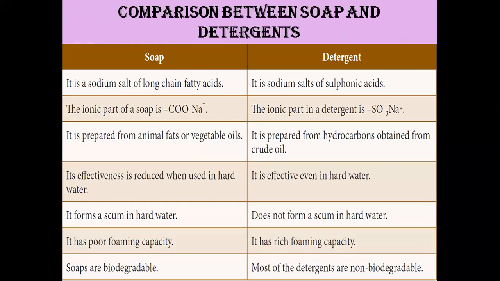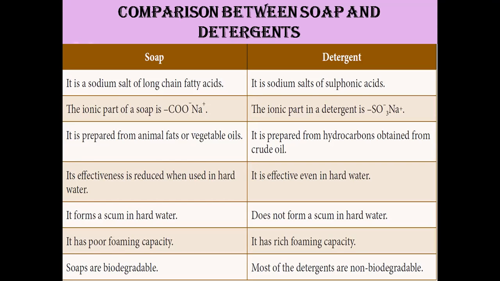So what are the differences between soap and detergents? Soap is a sodium salt of long chain fatty acid. Already we know that, okay? Detergent is a sodium salt of sulfonic acid, okay? The ionic part of soap is COO-Na+. Detergent is SO3-Na+, okay? So soap is prepared from animal fats and vegetable oils. Detergent is prepared from the hydrocarbons obtained from crude oil.